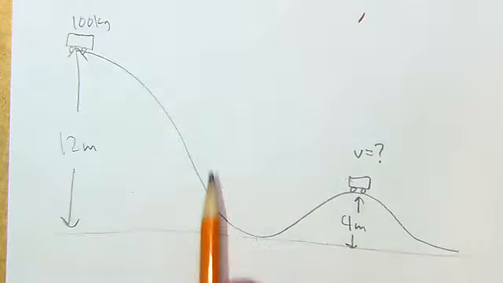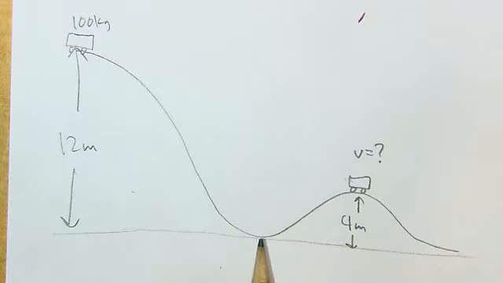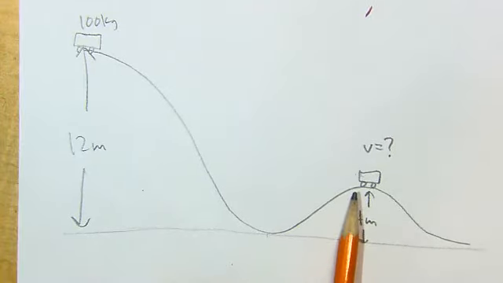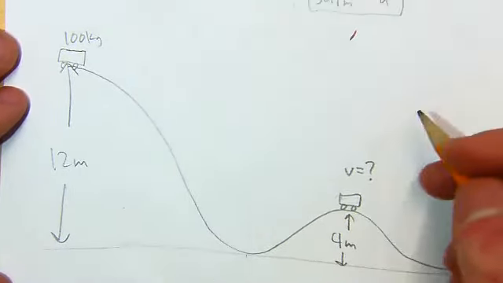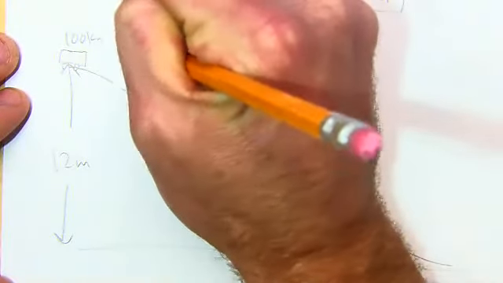Okay, it's going to lose potential energy and gain kinetic, right? But then here it's going to gain potential and lose kinetic. Okay, how do we figure that all out? So let's look at the start. We always want to look at what's the PE and the KE at the start.